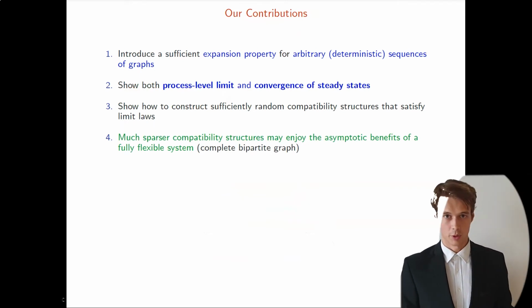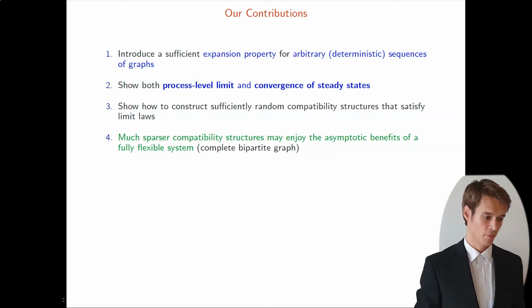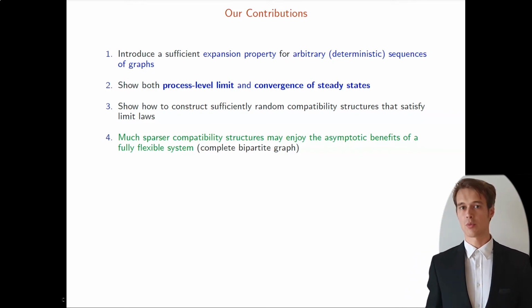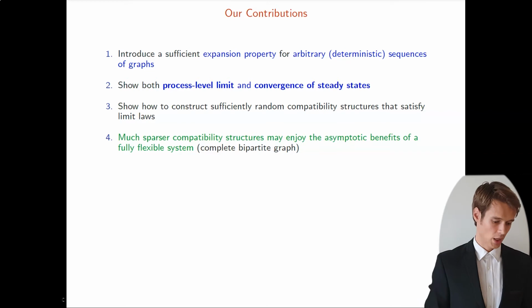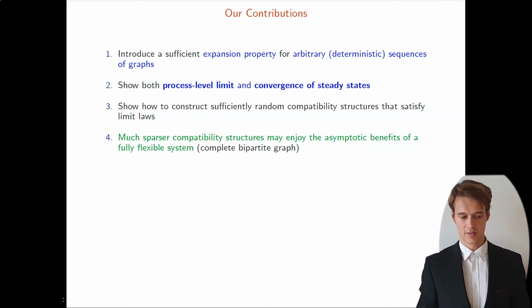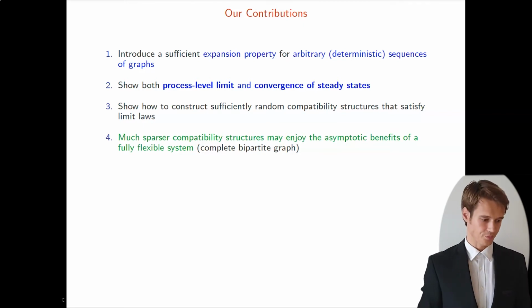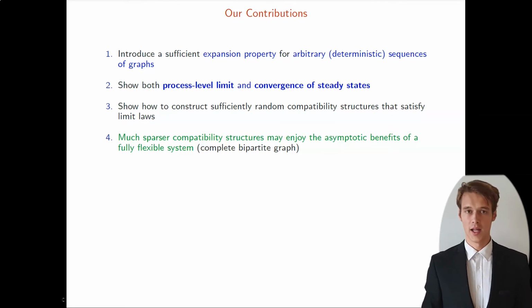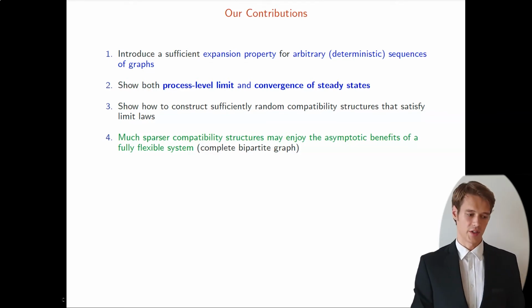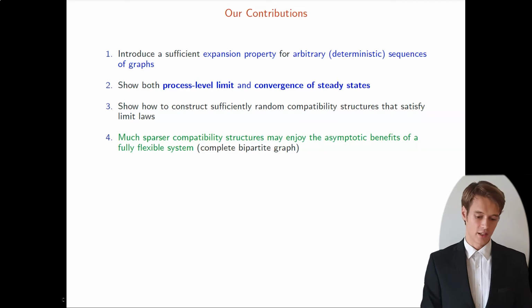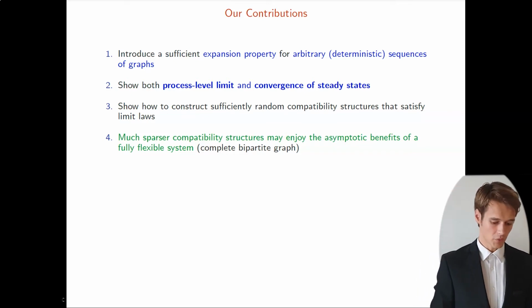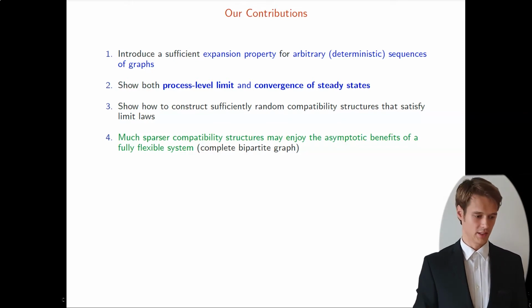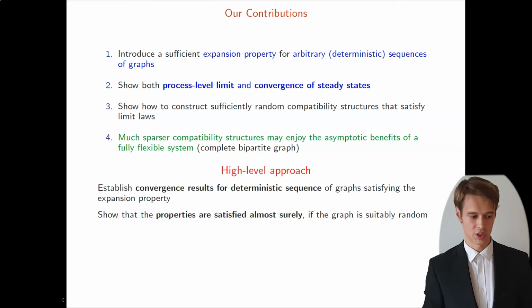Today we'll tackle this problem. In fact, we have the following contributions. First of all, we introduce a sufficient expansion property on a sequence of graphs. This is a novel condition that has not been seen before. Under this condition, we show both process-level limits and convergence of the steady state of the system. Furthermore, we also show how you can actually construct graphs that satisfy our expansion property. It turns out that if you construct your graph to be suitably random, then it will actually satisfy these process-level limits and steady-state convergence. So in short, we show that much sparser compatibility structures may enjoy the same benefits as a fully flexible system.